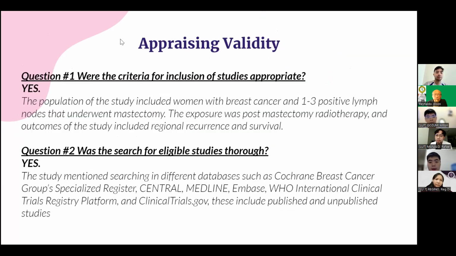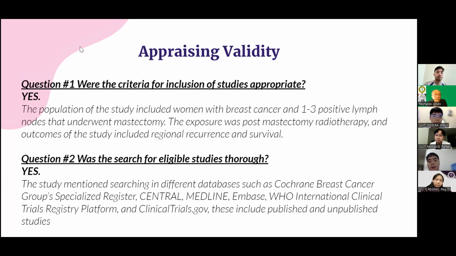So in the next portion of appraising the article, we appraise the validity. So there are 4 questions here. The first one being, were the criteria for inclusion of studies appropriate? So our answer there is yes, because as mentioned just now, we compared the PECO of our clinical question with the question that was answered by the article. So there, the population included women with breast cancer, 1 to 3 positive lymph nodes that underwent mastectomy.